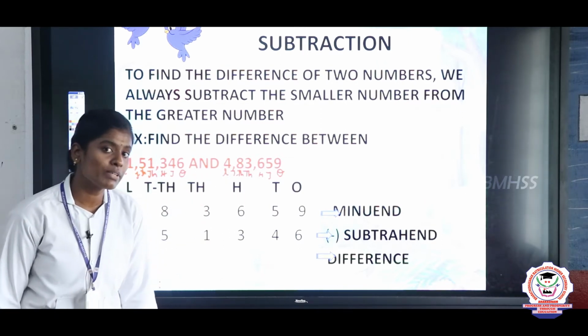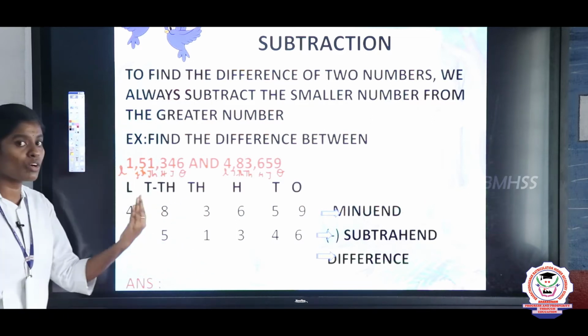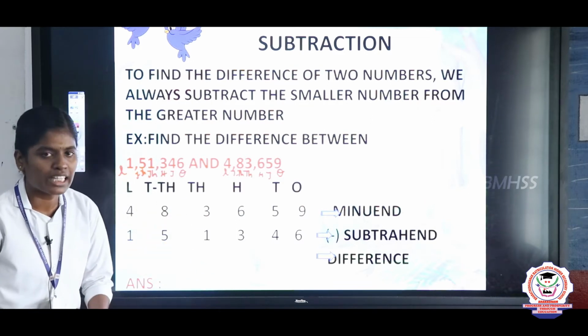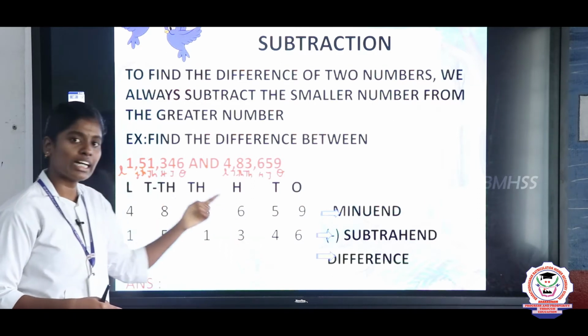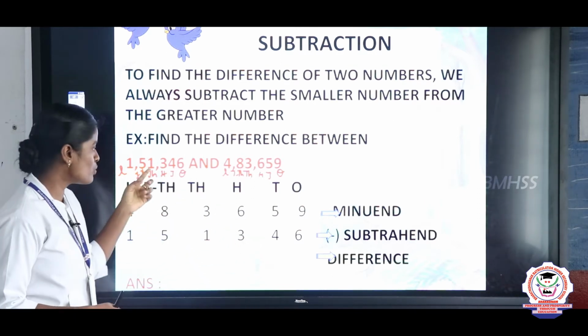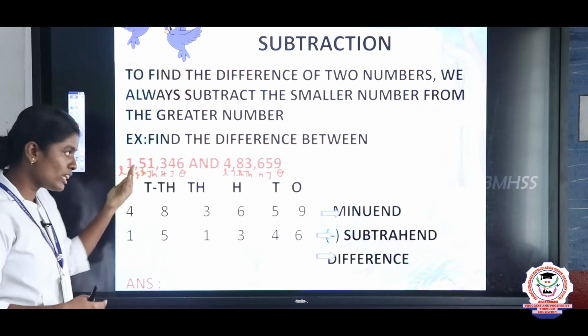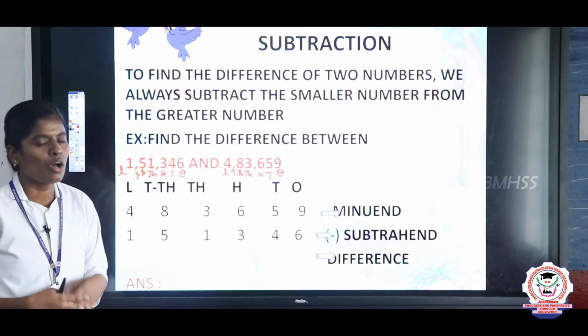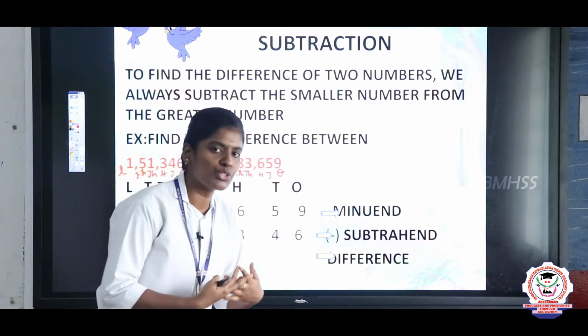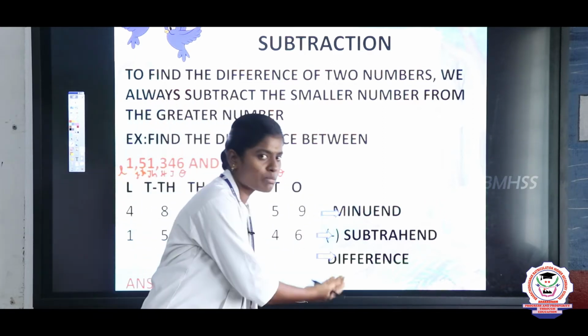Now Savita, tell me, in that second group of numbers, what is the ones place value? Yeah, the ones place value is 6, the tens place value is 4, the hundreds place value is 3, the 1000 place value is 1, the 10,000 place value is 5, and finally the lakh place value is 1. While subtracting the numbers, first you should start from the right side, the ones place value.